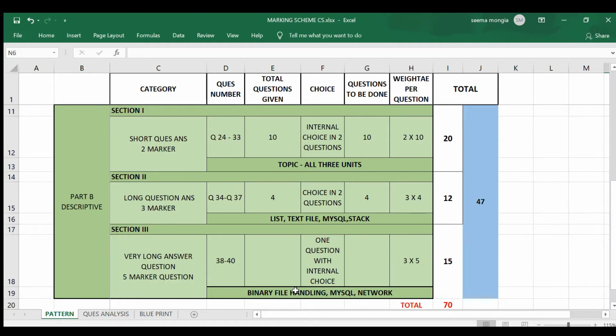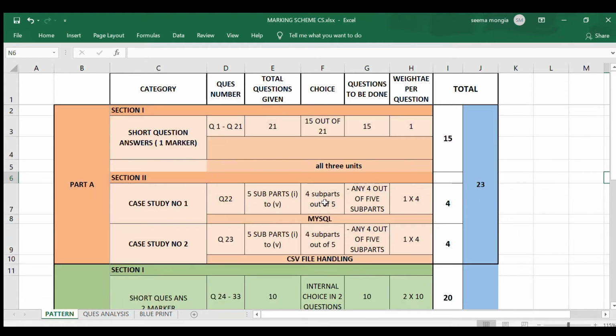So this is all about the pattern. Next, we will be talking about the question analysis one by one.